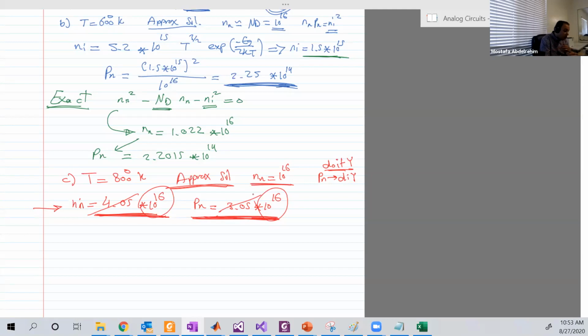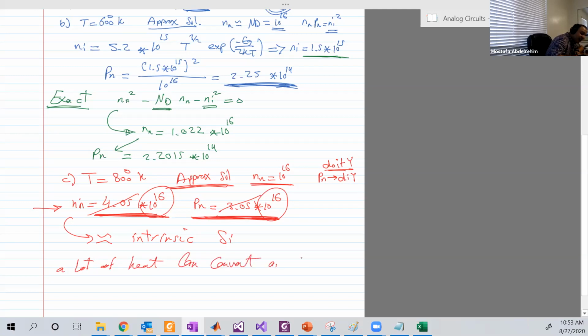Right? So it can be approximately intrinsic silicon. So a lot of heat can convert an extrinsic silicon or semiconductor into an intrinsic silicon or semiconductor. Intrinsic semiconductor.